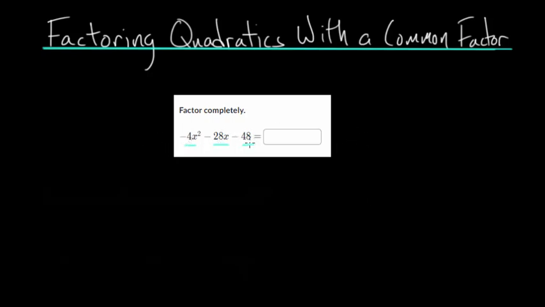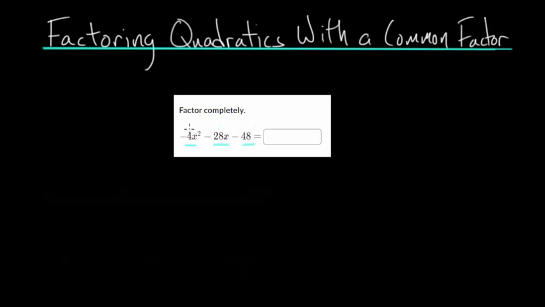Looking at these three terms, we need to figure out what the greatest common factor is, or what is the biggest number that divides evenly into all three terms. We can start with the variables. Notice that these two have x's in them, but this constant term, this minus 48, has no x. So we're not going to be able to factor an x out from all three, but we should be able to factor out a number from all three. We need to ask what is the biggest number that can divide into their coefficients.